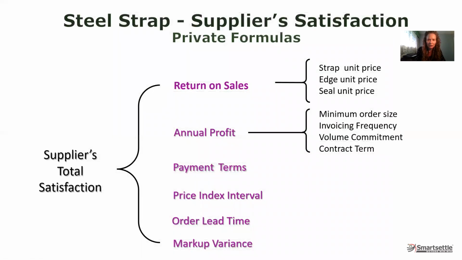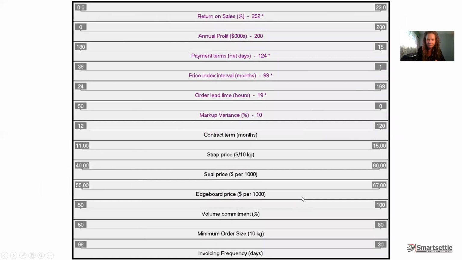Now, here are supplier's private formulas for his satisfaction. You see we've got return on sales here, which is a function of strap, edge, and seal unit price. We've got annual profit, which is a function of minimum order size, invoicing, volume, and contract term. And then we've got payment terms, price index interval, order lead time, and markup variance. And those 6 issues make up supplier's total satisfaction.